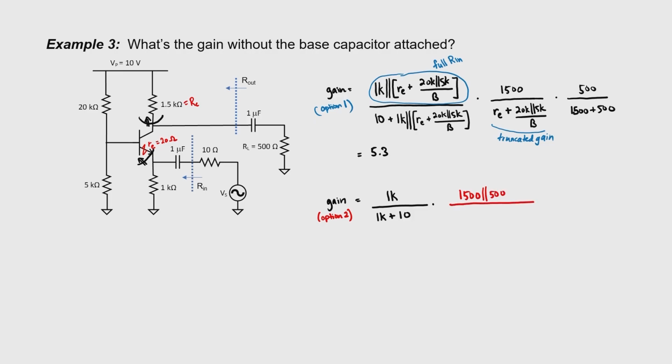And then in the denominator, I'm going to include all of the resistors attached to the emitter, including those reflected from the base. From impedance reflection, we have 20 kiloohms in parallel with 5 kiloohms, and then reflected by beta over to the emitter. Those are in series with my emitter resistor r sub E, which is then in series with a 1 kiloohm resistor and a 10 ohm resistor. When you calculate it all out, these two methods gave exactly the same answer.